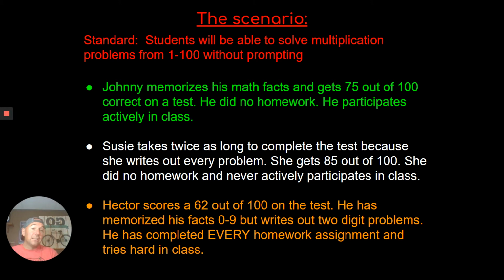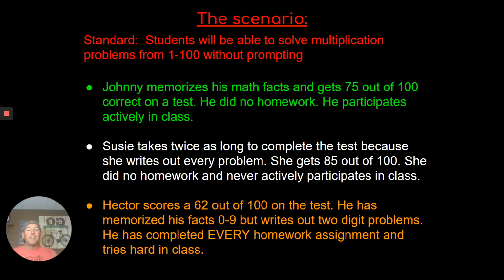Johnny, on a test or a quiz, gets 75 out of 100, looking at solving multiplication problems from 1 to 100. But in your class, over the last couple weeks, he hasn't done any homework, but he does participate in class. Or what about Susie? She takes twice as long to complete that test. She gets an 85 out of 100. She also did no homework, but she also never participates in class.